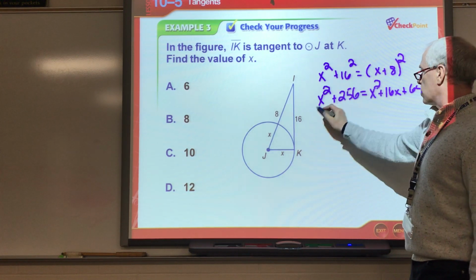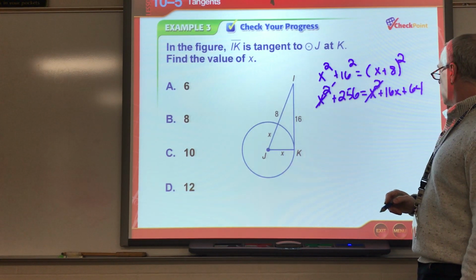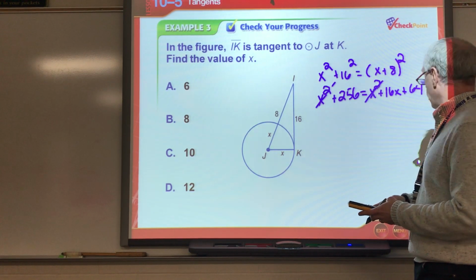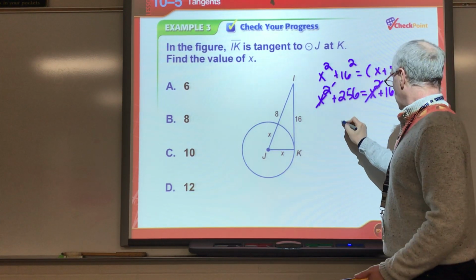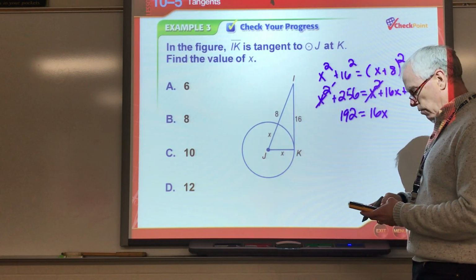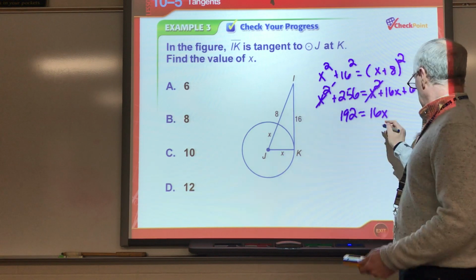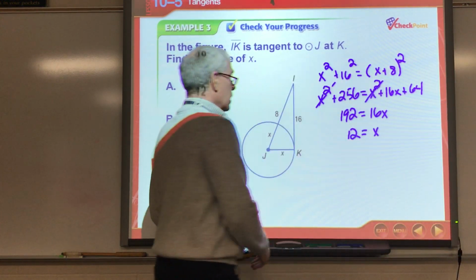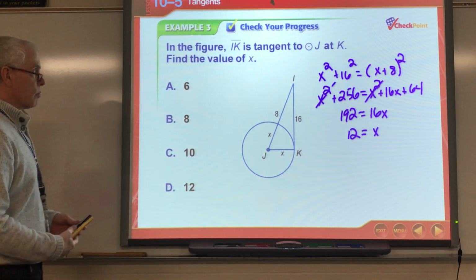I'm gonna subtract x squared from both sides. That's gonna eliminate that. And then I'm gonna take 256, and I'm gonna subtract the 64 that I have on the right side. And I'm gonna get 192 equals 16x. So then I have to divide by 16, and I get x equals 12, okay? So that's what your algebra is gonna look like for a problem like that.